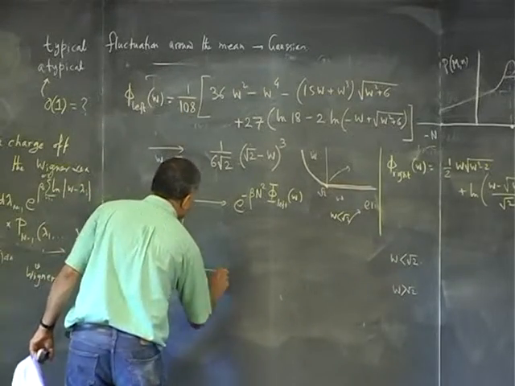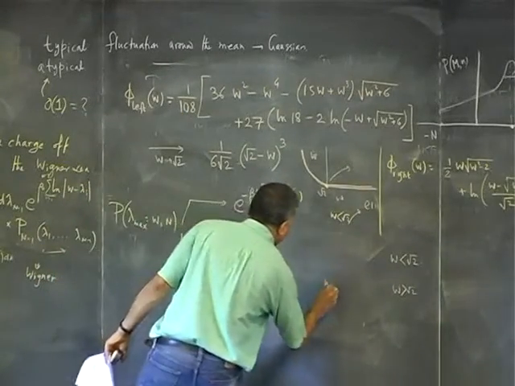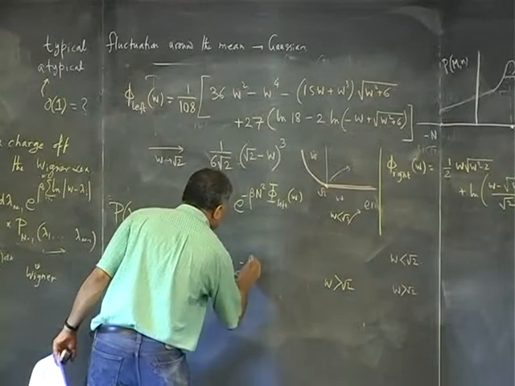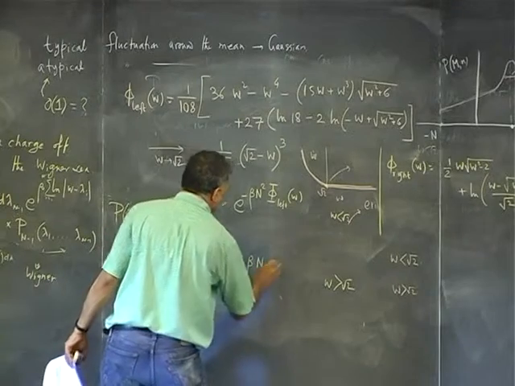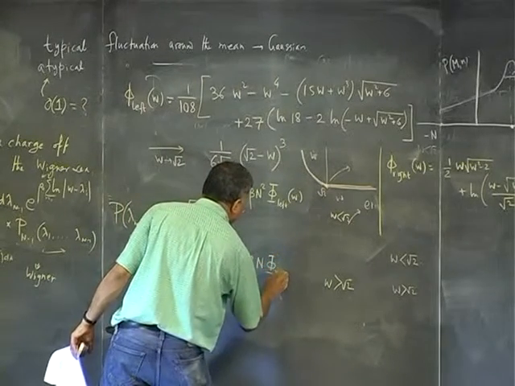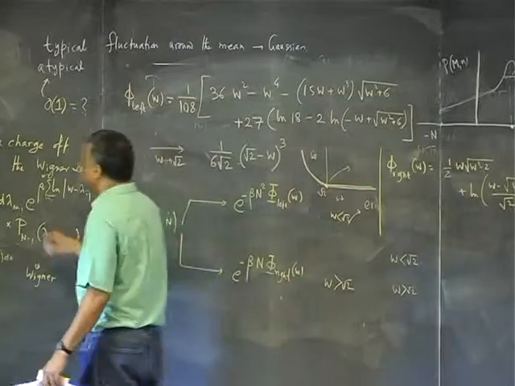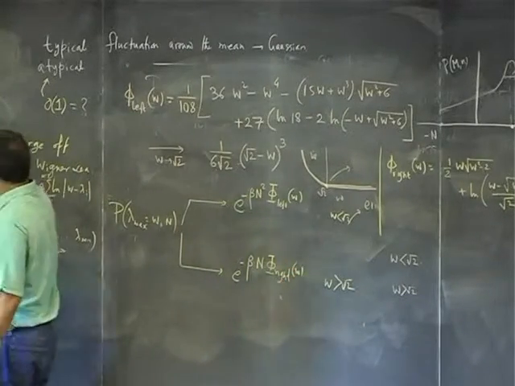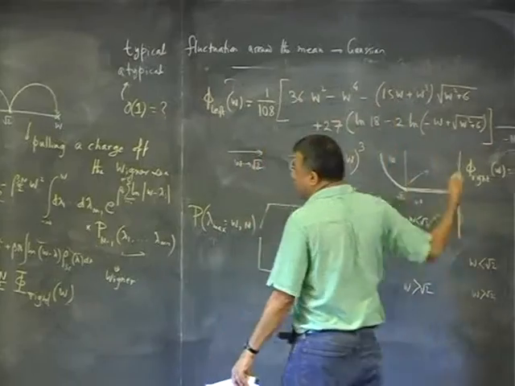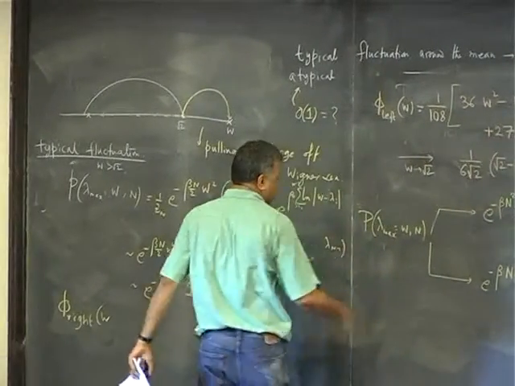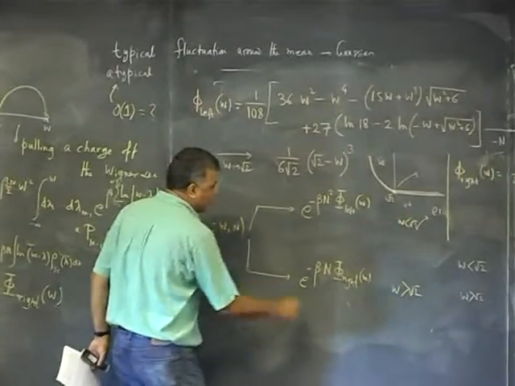On the other hand, if W is bigger than root 2, this goes like e to the power minus beta n, and not n squared, times phi right. And the reason it goes like n and not n squared is because you don't affect the rest of the charge. It's just the cost in pulling out one charge out of n. So therefore it's of order n. It doesn't disturb the other charges. They don't have to reorganize. And that's why it's of order n.